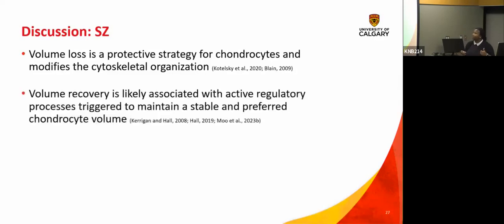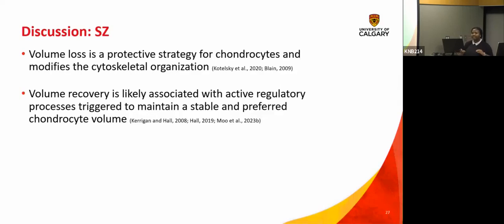And then volume recovery also. With the volume recovery, yes, when we talk of cartilage, we say, oh, the matrix is passive, but we really don't need to think of the cells as being passive. We need to think of the cells as being active. As I would say, they have a mind of their own. So if you think about the volume recovery in that sense, for sure, there are active regulatory processes going on.